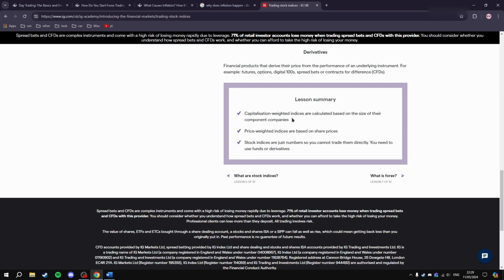Okay, so lesson summary. Capitalization weighted indices are calculated based on the size of their component companies. Price weighted indices are based on share prices. Stock indices are just numbers, so you cannot trade them directly. You need to use funds or derivatives.